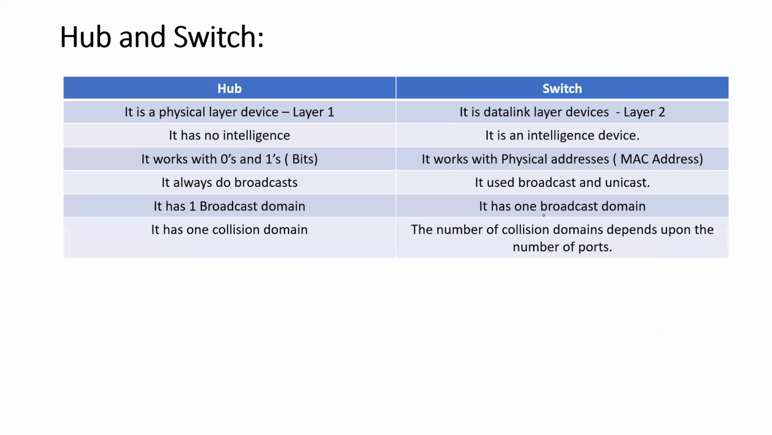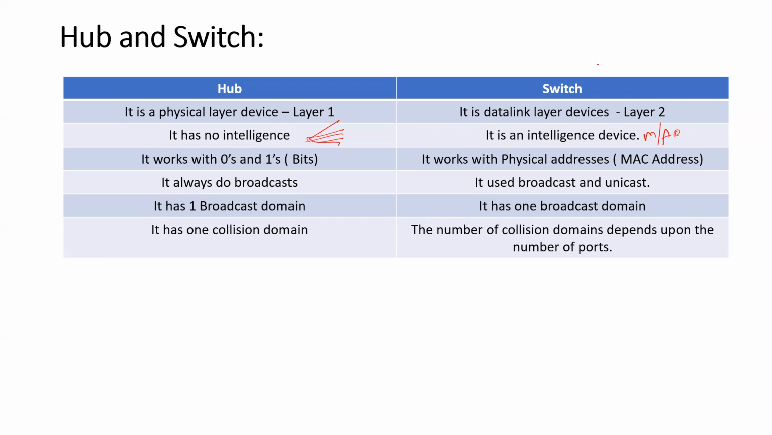Okay, and we have hubs and switches, right? So let's discuss the differences between hub and switch. A hub is a physical layer device, and a switch is a data link layer device. A hub has no intelligence. It means every time it is transferring the traffic to all the other computers connected to it. But a switch is an intelligent device. Depending on the MAC address or ARP table, it will send or receive the information.